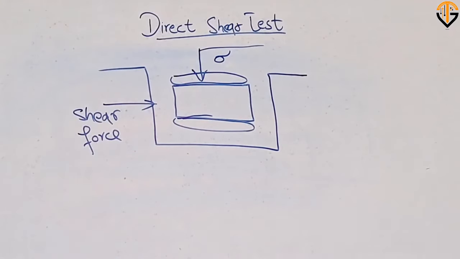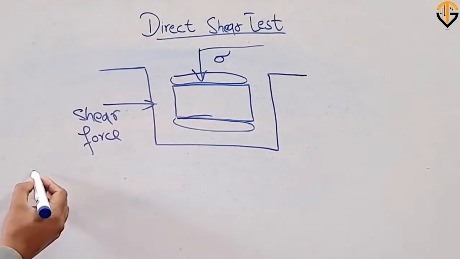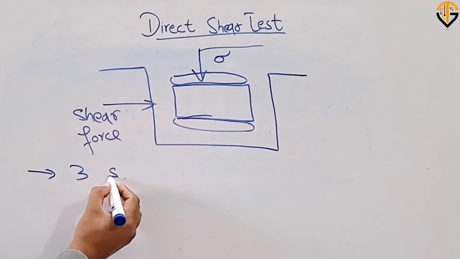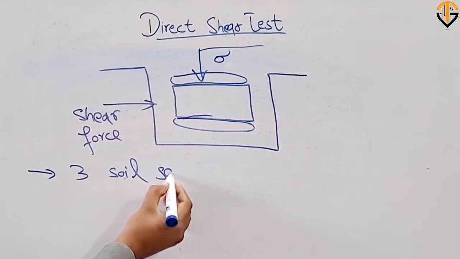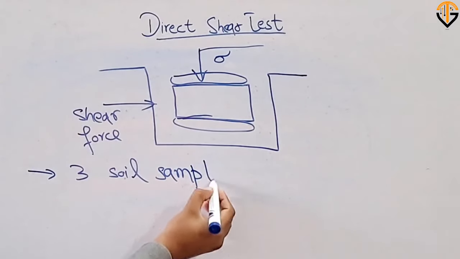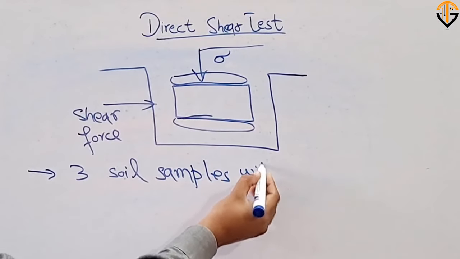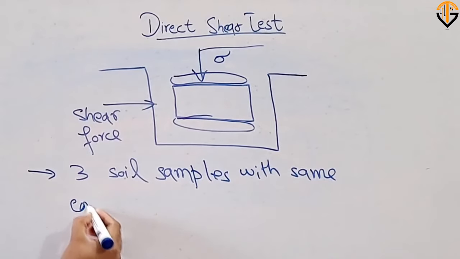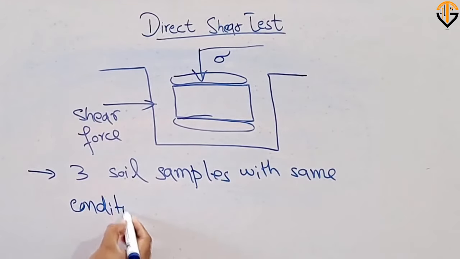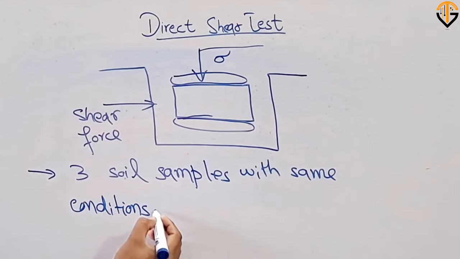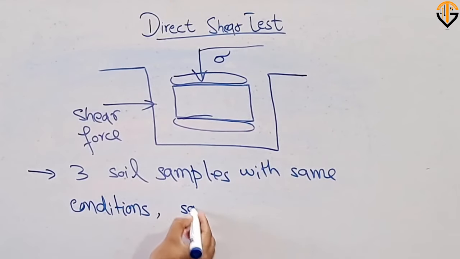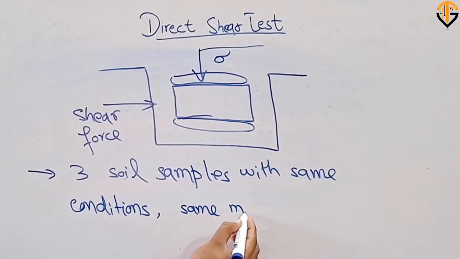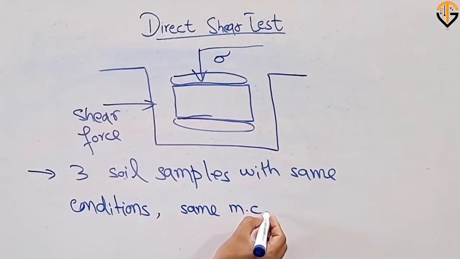For example, in the first trial, we prepare three or four soil samples with the same conditions. Same conditions means same moisture content and density.